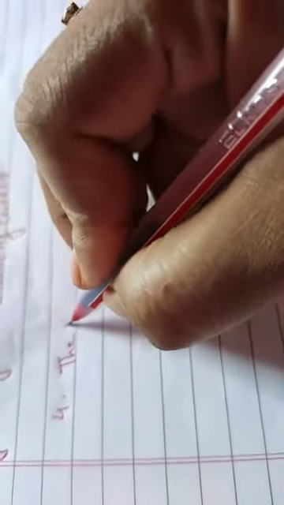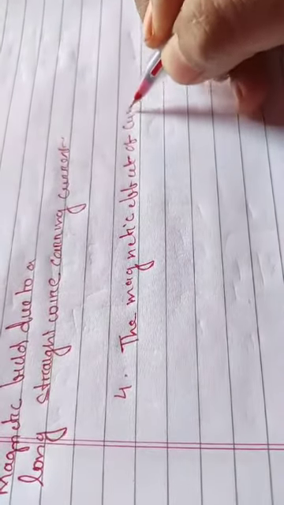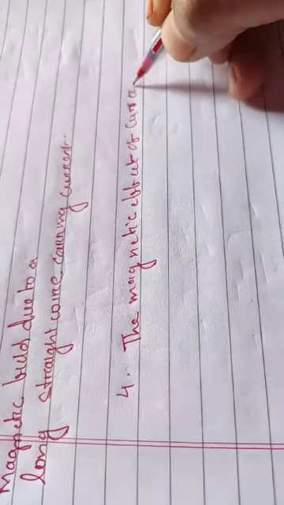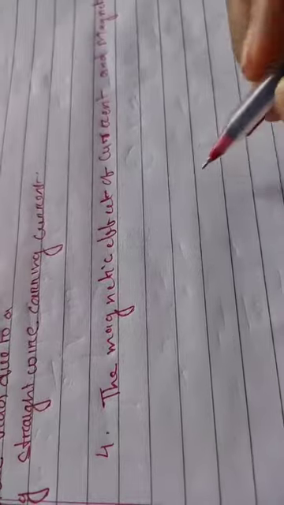This time we will start chapter 4, and the topic is the magnetic effect of current and magnetism. Students, you will see this chapter itself contains two parts. One is the magnetic effect of current and another is magnetism. So first of all, you have to understand what is that magnetic effect of current.